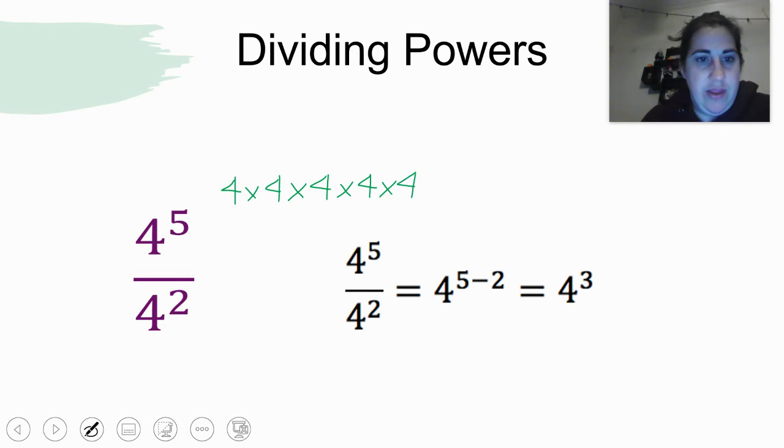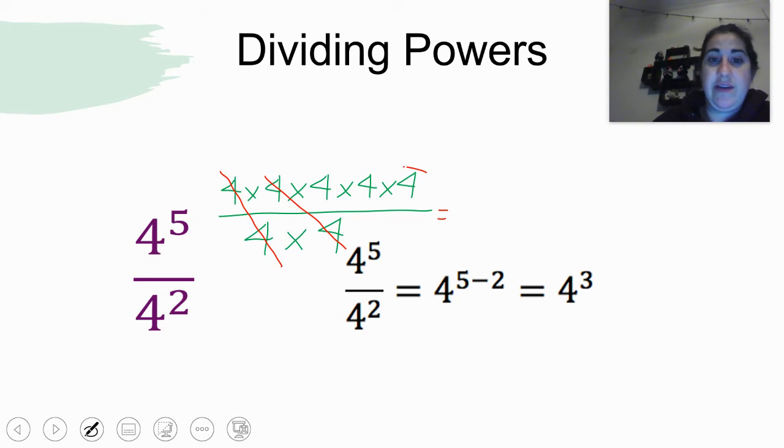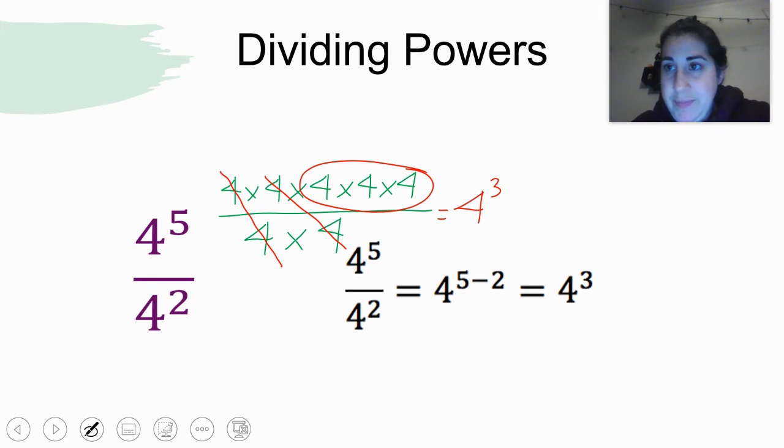Okay, now on the bottom, I have 2 4s. So the idea behind this is I am taking pairs and I'm eliminating them. So I can eliminate a 4 divided by 4. I can eliminate a 4 divided by 4. What do I have left? I have 3 4s on top. Okay? So I have 4 to the 3rd power.